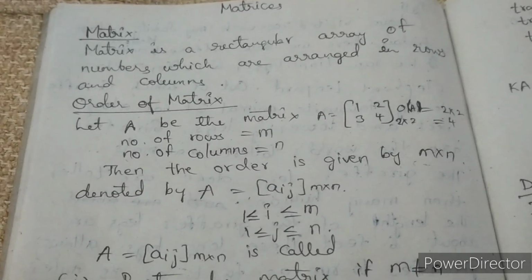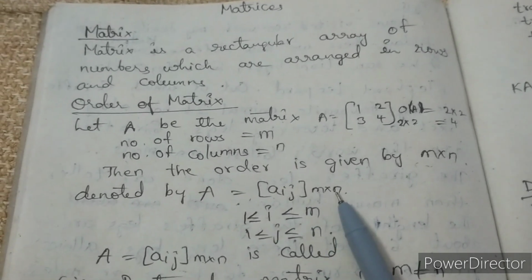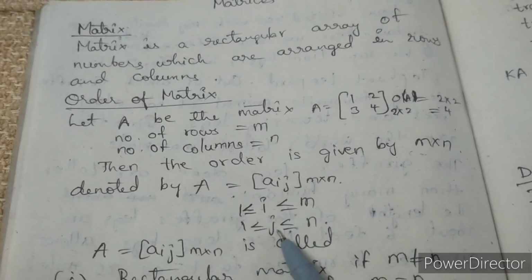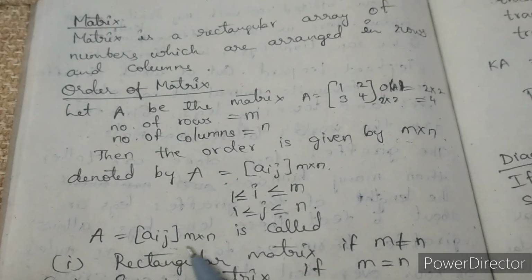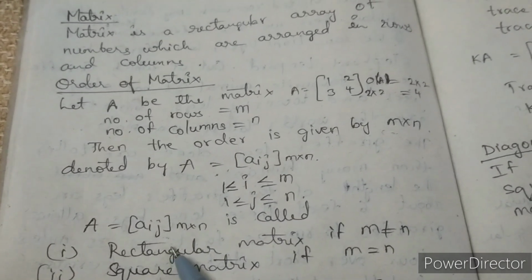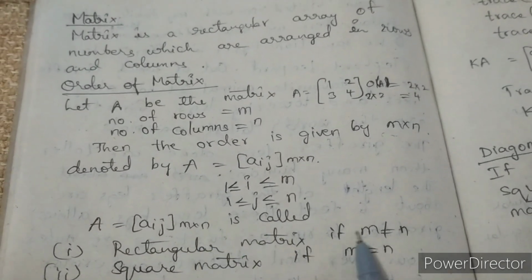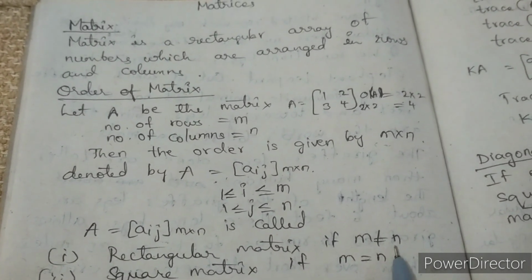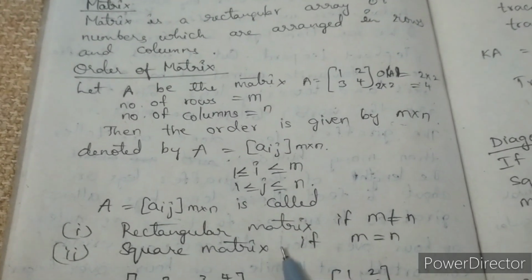Now this matrix is denoted by A equals [Aij] m by n, where 1 is less than or equal to i is less than or equal to m, and 1 is less than or equal to j is less than or equal to n. This matrix A is called a rectangular matrix if m, that is the number of rows, is not equal to the number of columns, that is n. So if both are not equal, then it is said to be a rectangular matrix.